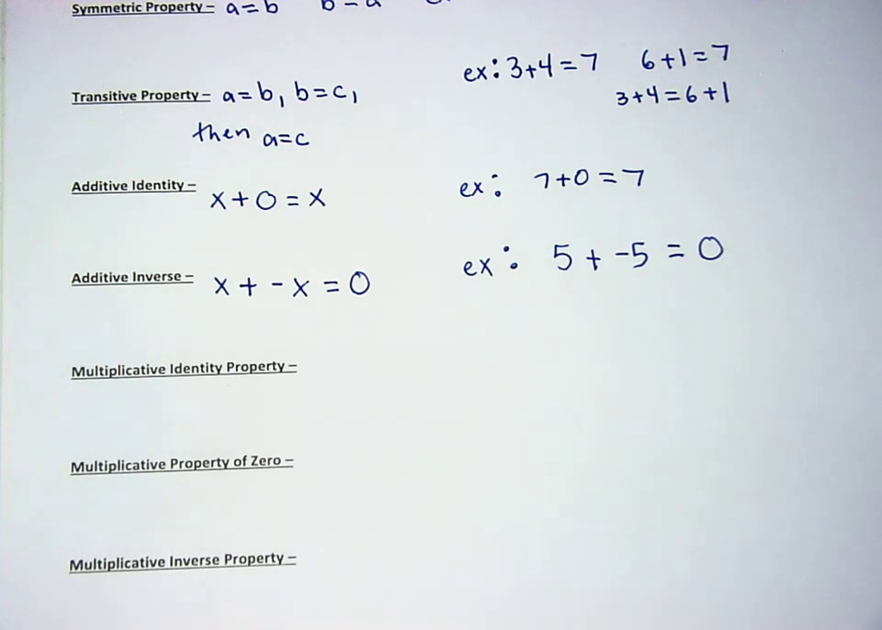Next, multiplicative identity property. What could you multiply something by that would keep it the same? Hands up. I'm gonna start on this side.